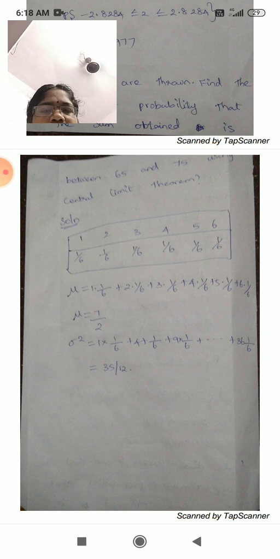We simplify this. Therefore the numerator is 1 plus 4 plus 9 plus 16 plus 25 plus 36, the answer is 35 divided by 6. Therefore the answer is sigma squared equal to 35 by 2.